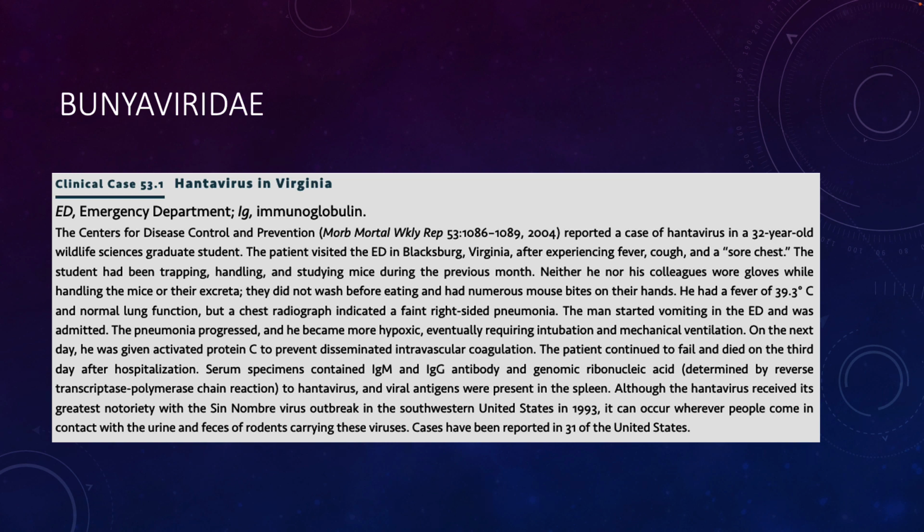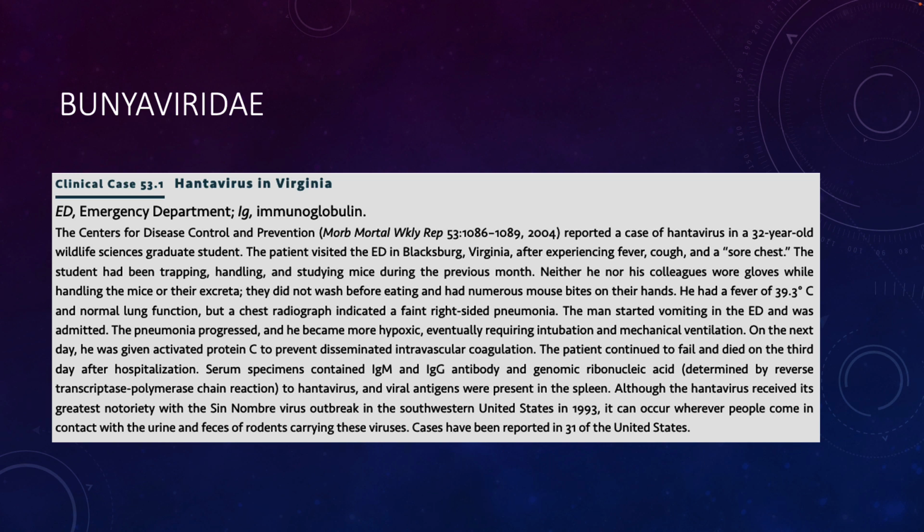He had a fever of 39.3, normal lung function, but a chest x-ray indicated some pneumonia on the right side. He started vomiting in the ER and was admitted. The pneumonia progressed. He became hypoxic and required intubation and ventilation. On the next day, he was given activated protein C to prevent disseminated intravascular coagulation. He continued to fail and died on the 3rd day after hospitalization. Serum specimens contained antibodies and genomic RNA determined by RT-PCR to hantavirus. Viral antigens were also present in the spleen.